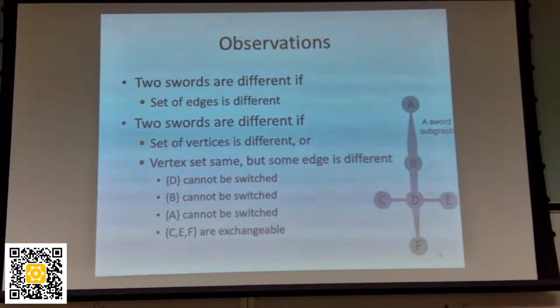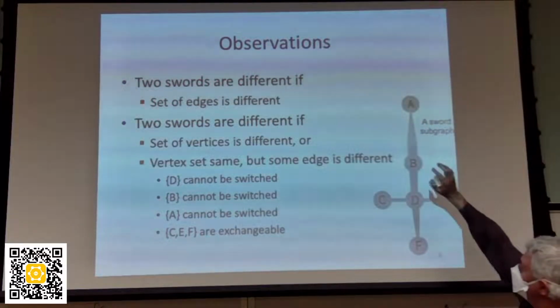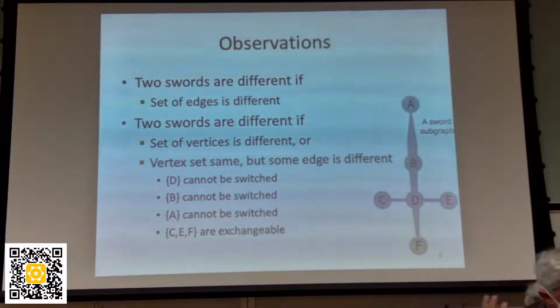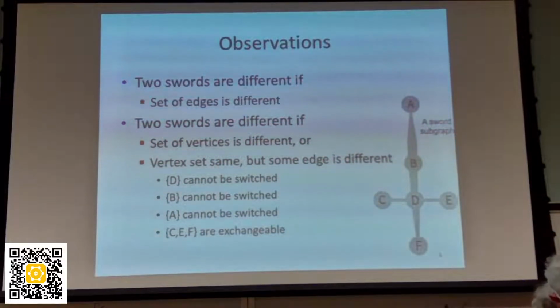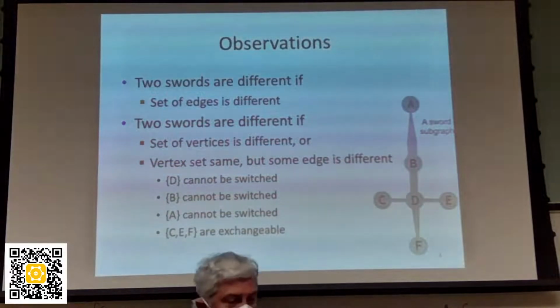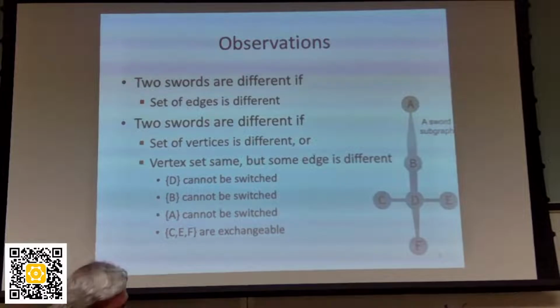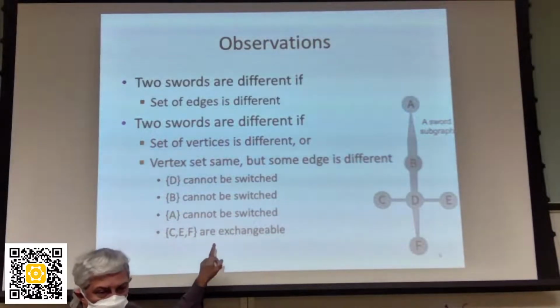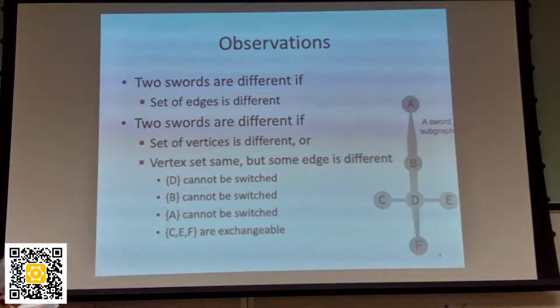Can you clarify where it says A cannot be switched? A cannot be switched with anything here. If you switch the tip of the sword with anything, you're going to get a different sword. That's all I'm saying. If you switch the degree 4 vertex with anything, you're going to get a different sword. If you switch the degree 2 vertex with anything, you're going to get a different sword. Here, the only thing is that if you just switch them between themselves, it's not going to change the sword.